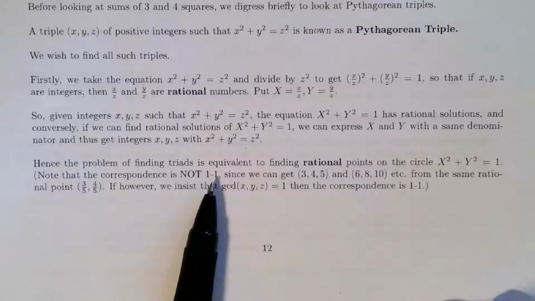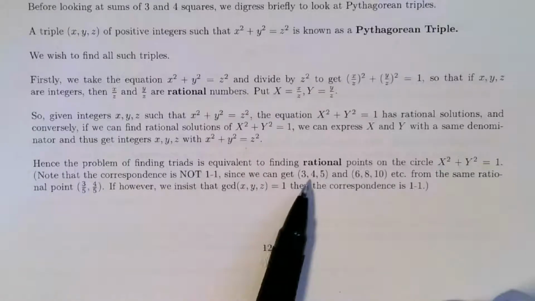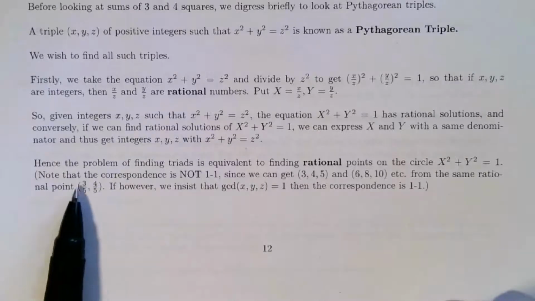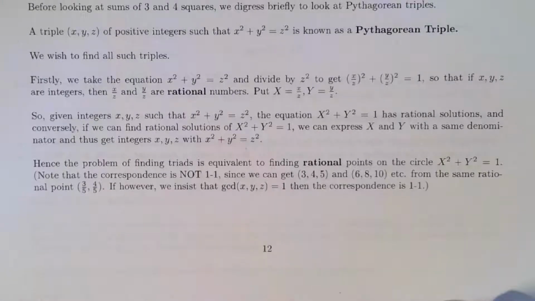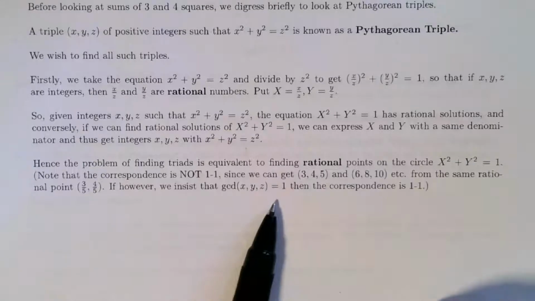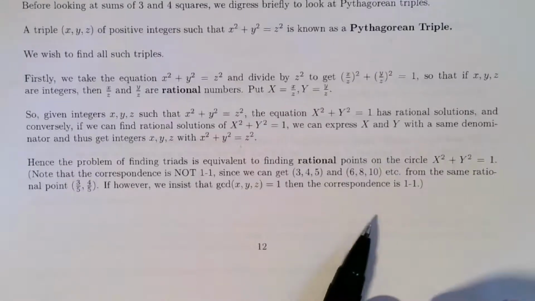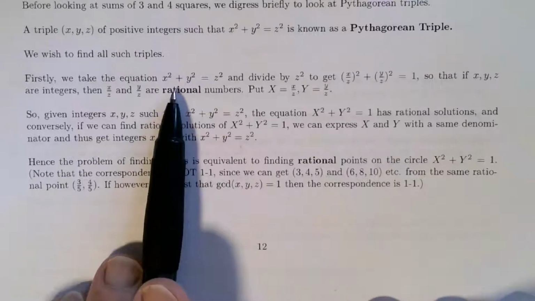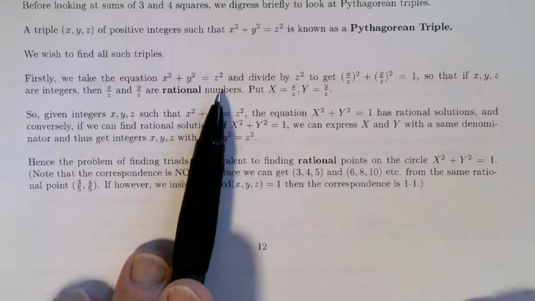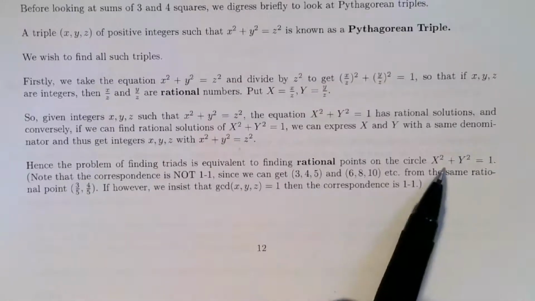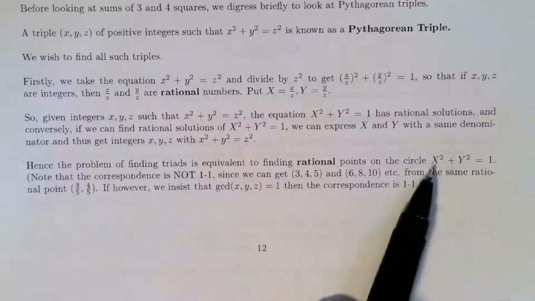Note the correspondence is not one-to-one, so for example you can get that one and that one from the same rational point, this one. However, if we insist that the GCD is 1, the correspondence is one-to-one. You might think you've turned what was already a difficult problem, finding all integer solutions of that, into something even more complicated, that is to find all positive rational solutions on this unit circle. Well, it turns out, using a little trick that I think goes back to Fermat, that this is actually a sensible thing to do, and there's a lot of interesting mathematics that leads on from this kind of approach.